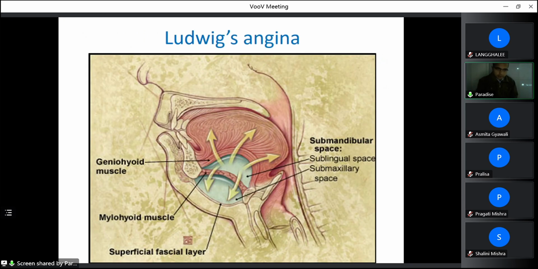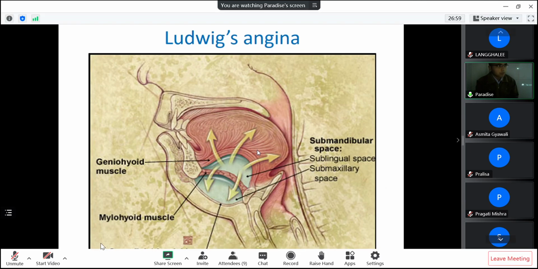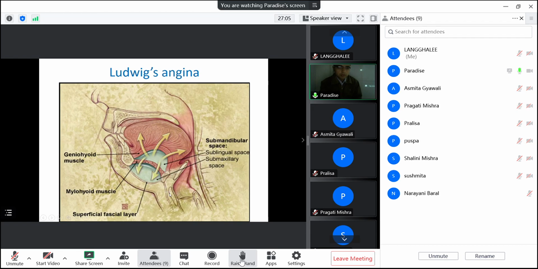So in case of Ludwig's angina, as you can see, this is the mylohyoid muscle. The space which is present over the mylohyoid muscle is the sublingual space. And the geniohyoid muscles are the muscles of the tongue. Both the submental space as well as the sublingual space are involved. Due to the accumulation of pus, there is brawny, hard induration in the submental area, and the tongue is protruded as well as elevated, so the patient cannot open the mouth, and there will be severe pain. In the later stage, it will lead to obstruction of the airway.